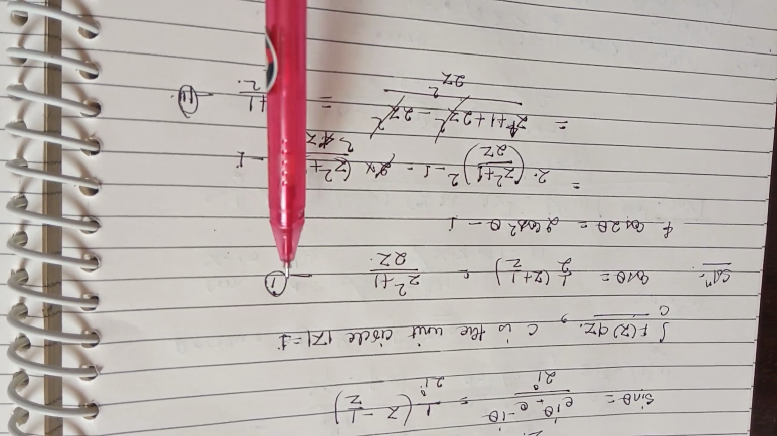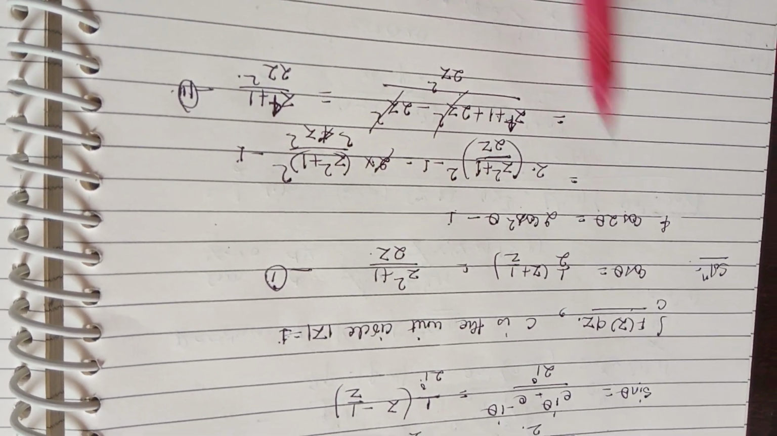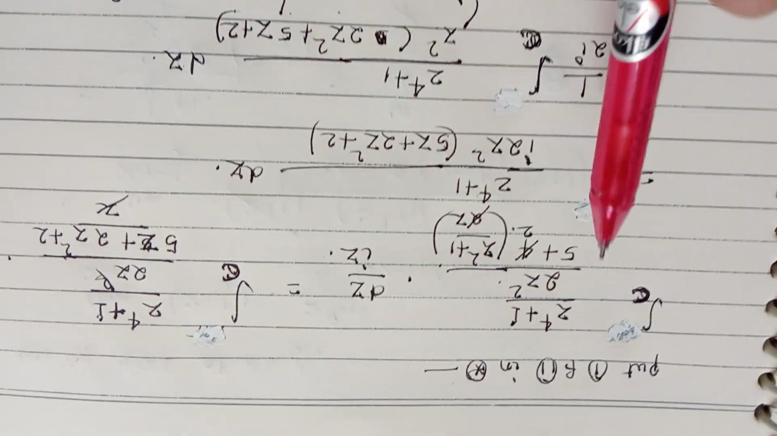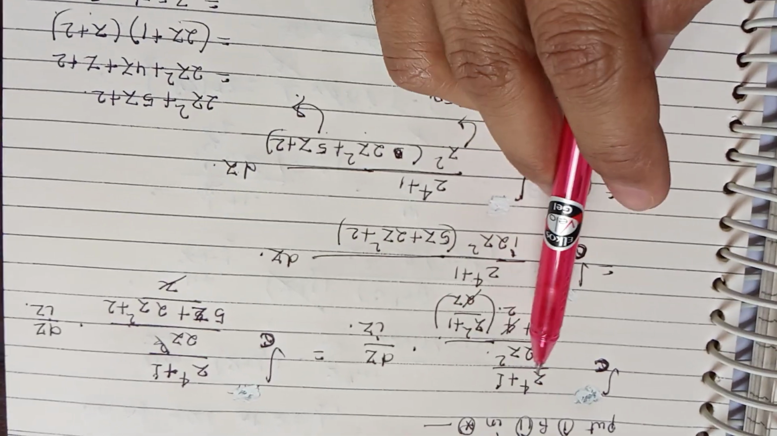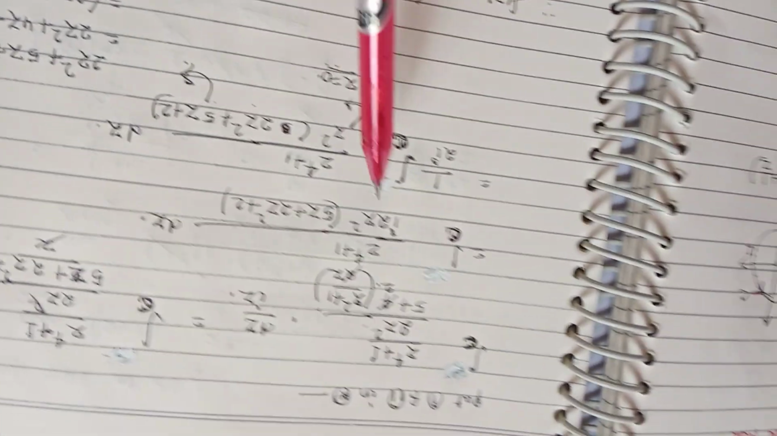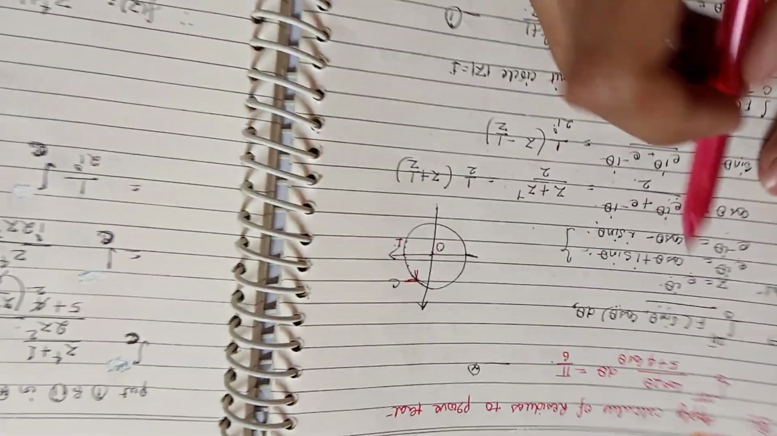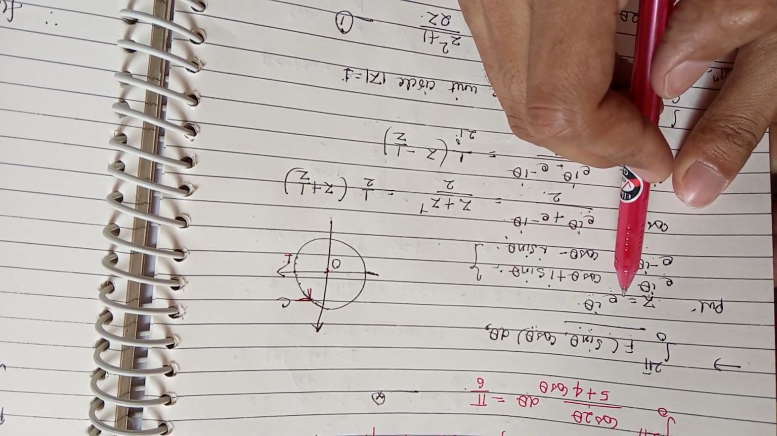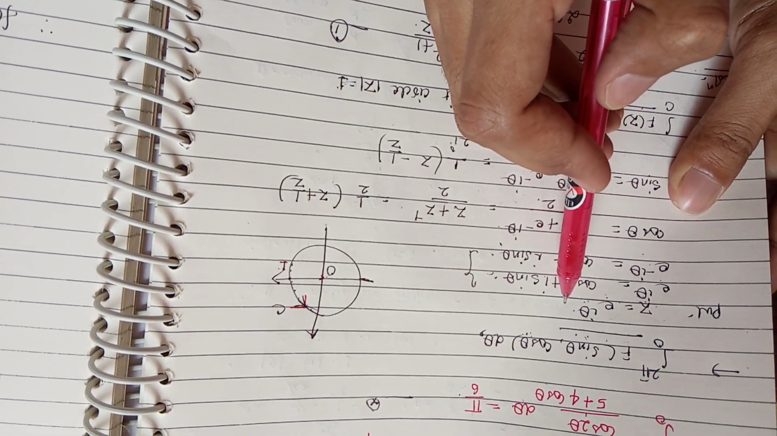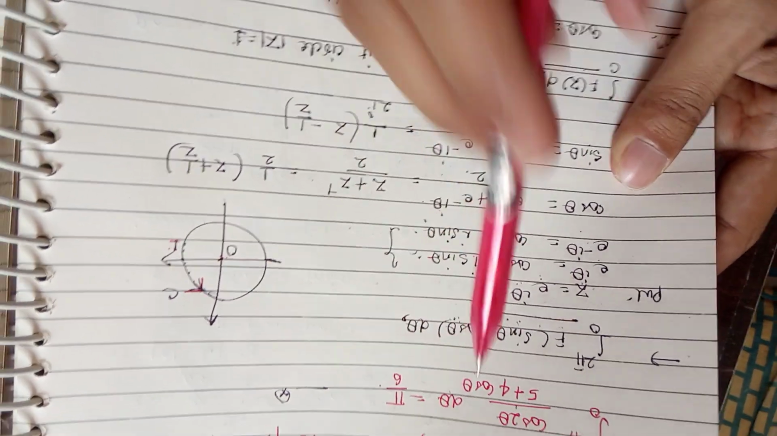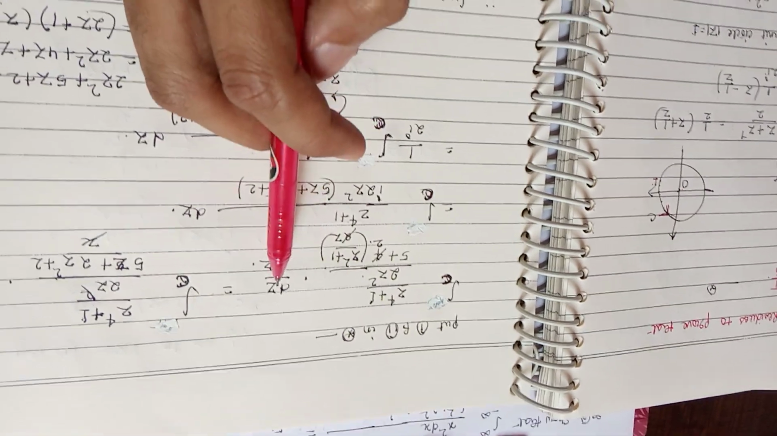Now we will put the values of cos theta and cos 2 theta in this equation. After putting these values in the equation, we find here (z to the power 4 plus 1) upon 2z square upon these values, and we also solve d theta. We know that dz is equal to iota e to the power iota theta d theta. So d theta is equal to dz upon iota z. So we replace d theta here: d theta replaced by dz upon iota z.